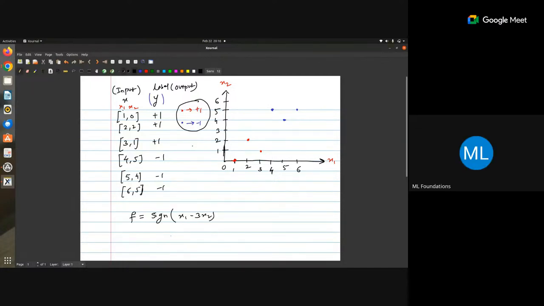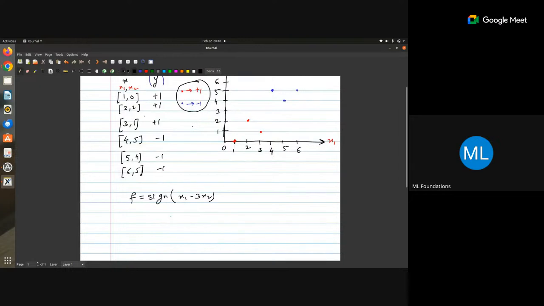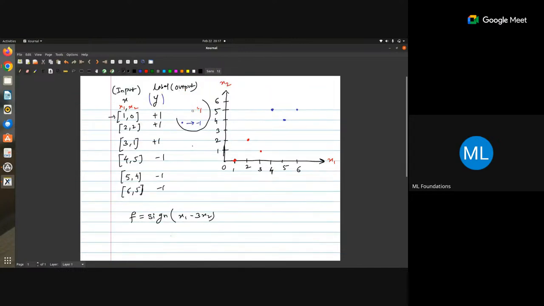What are x1, x2? Data points. Let's say 1, 0 is a data point, and x1, x2 are the coordinates of the data point. And what does sign do? It will take the sign, so plus or minus. So we'll try to incorporate that. For example, let's say now I'll plug in the value 1, 0 here. I'll erase this first and write it down somewhere else. So suppose red belongs to +1, and this blue belongs to -1.